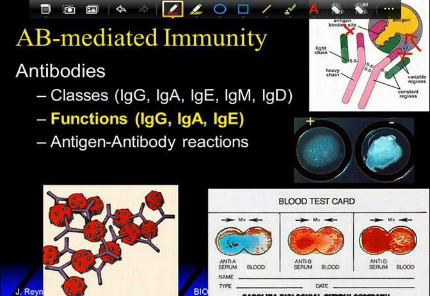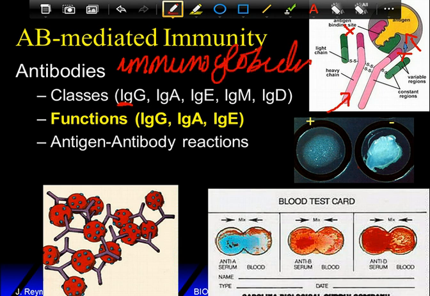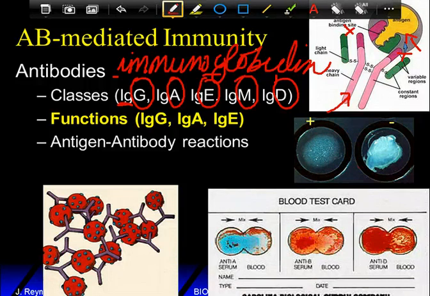Now, there are 5 classes of antibody. It depends on the type of heavy chain. Okay, so Ig stands for immunoglobulin. It's the same thing as gamma globulin or antibody. They take the I, they take the G, and then they use a Greek letter for the type of heavy chain: alpha, epsilon, mu, delta, and gamma. So you get immunoglobulin G, IgG, immunoglobulin D, IgD. Now, I'm not going to get into all 5 types, but I want to mention 3 of them.